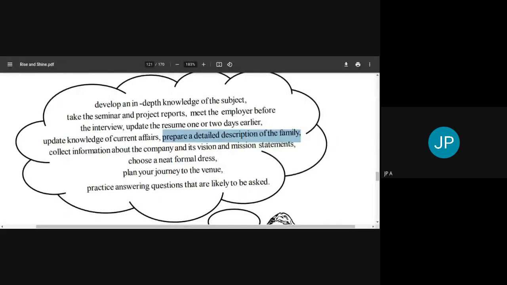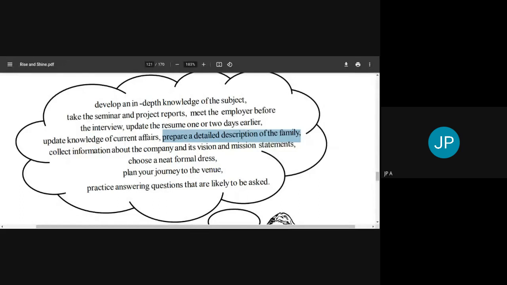So the details of the family are not relevant at all. We may mention one or two things about our family, that I belong to a 2-member, 3-member, 4-member family. I live in such and such a place, etc. But a detailed description of the family is not something that is called for in an interview. It's not required to be presented in an interview.